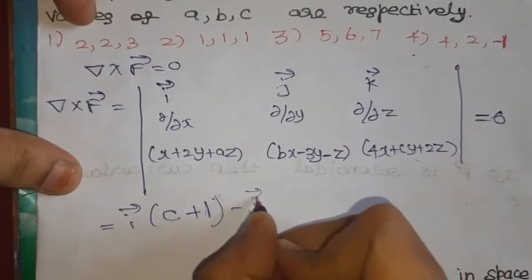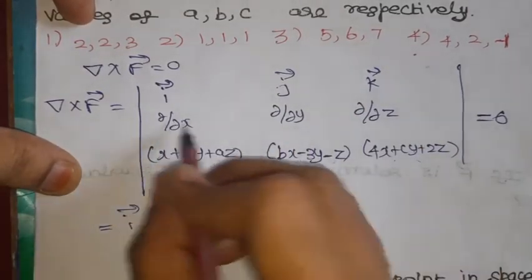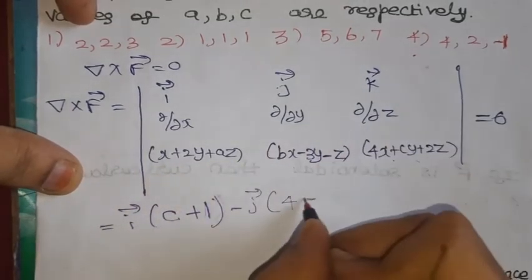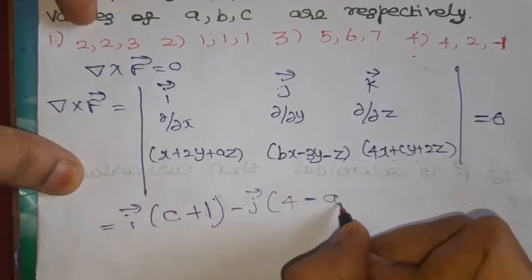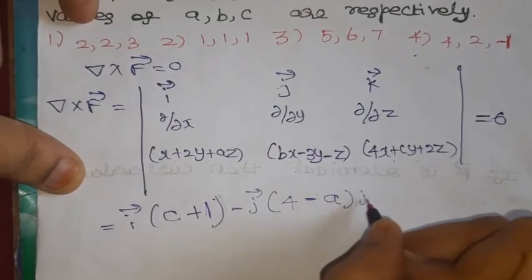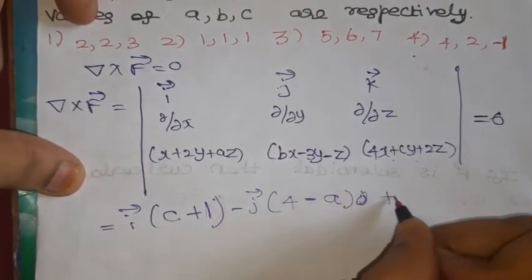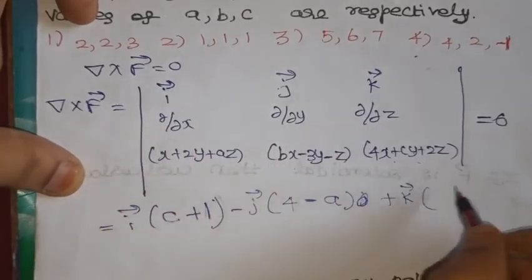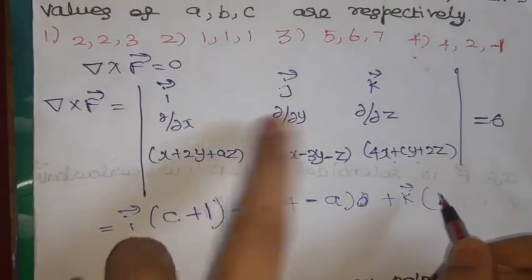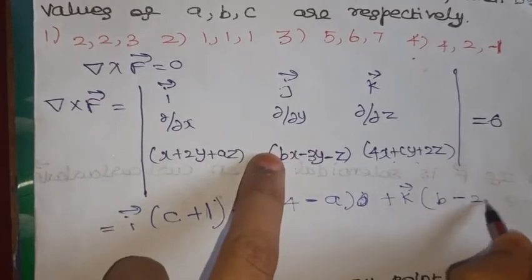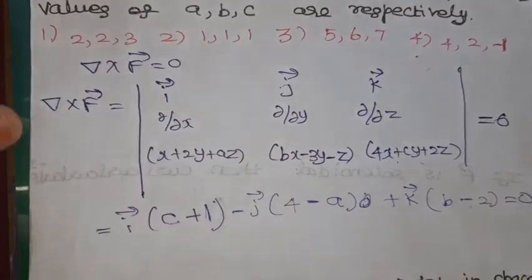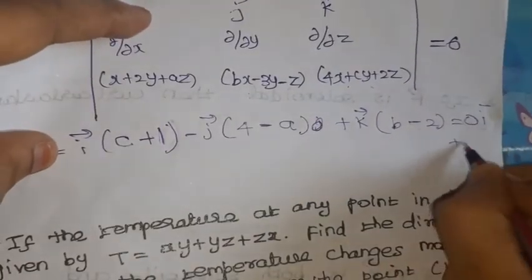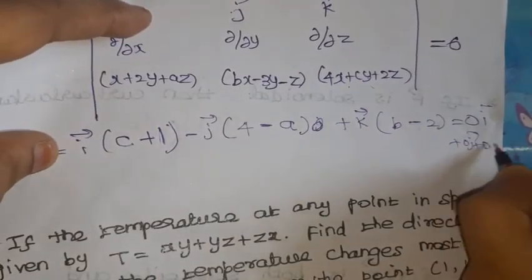Then minus j into ∂/∂x of this 4. Then minus ∂/∂z of (4 minus a) into j. So already j is written. Then k into ∂/∂x means b, then minus ∂/∂y of minus 2. So b minus 2 equal to 0. So equate the coefficients, so let it be 0i plus 0j plus 0k.